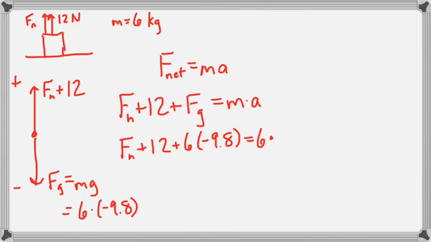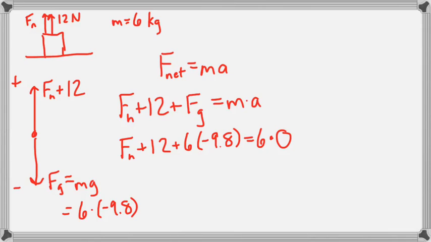Now, I wasn't given a number for acceleration in this problem, but I'm wondering if I can figure out what it is. Well, it told me that this box is at rest, right? So if this box is at rest, what is its acceleration? Is it changing velocity? No, it's not. It's staying at rest. So if it's not changing velocity, what does acceleration have to be? It has to be 0. So let's put 0 right here.